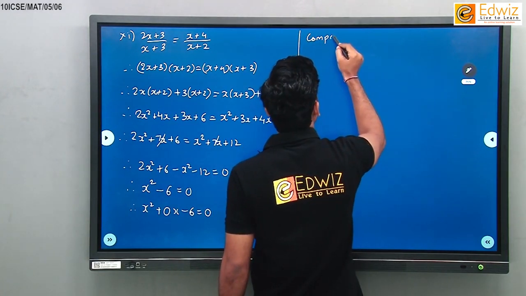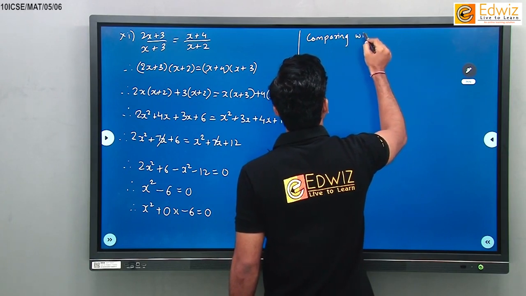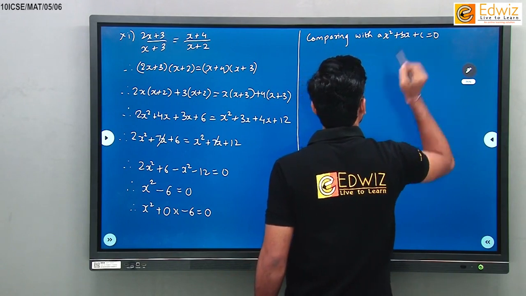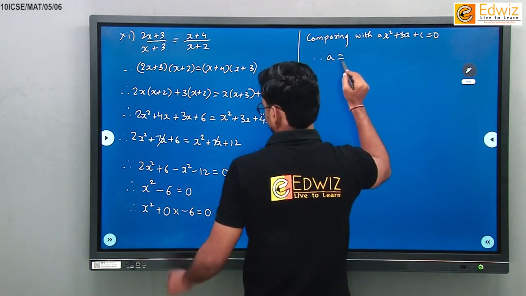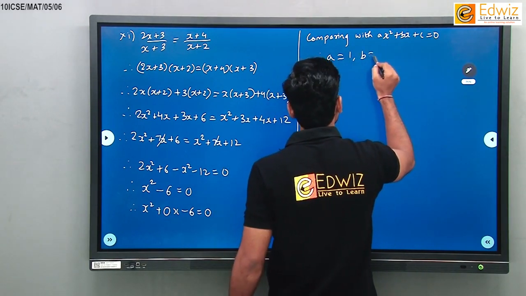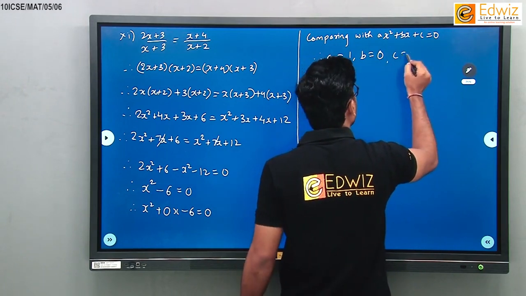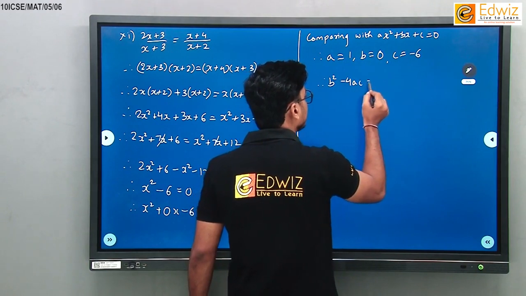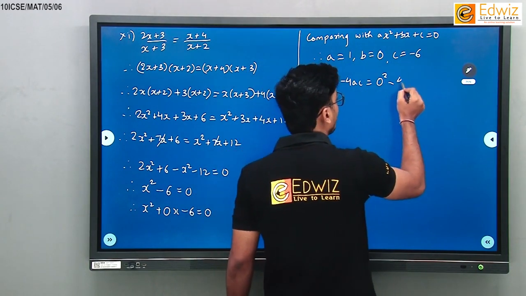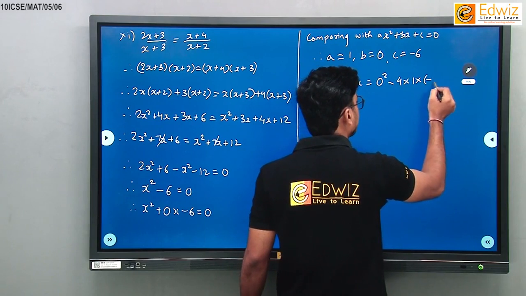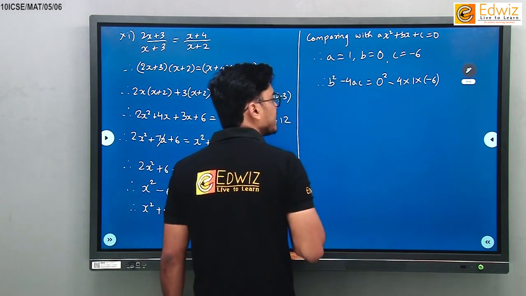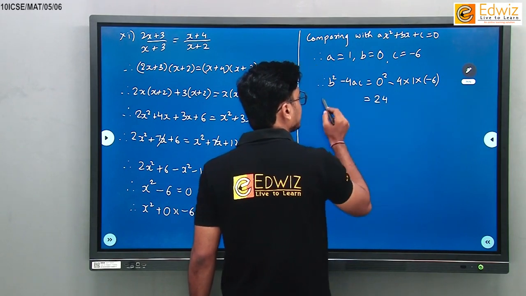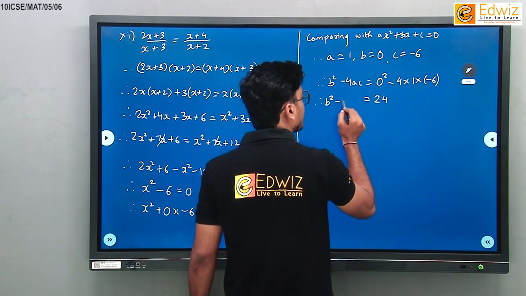Comparing with ax square plus bx plus c equal to 0. a का वैल्यू क्या है यहां पर 1, b is 0, c is minus 6. So what will be b square minus 4ac? 0 square minus 4 multiplied by 1 multiplied by minus 6. c is minus 6, correct? So minus 4 into minus 6 will be positive 24. This is the value of b square minus 4ac.